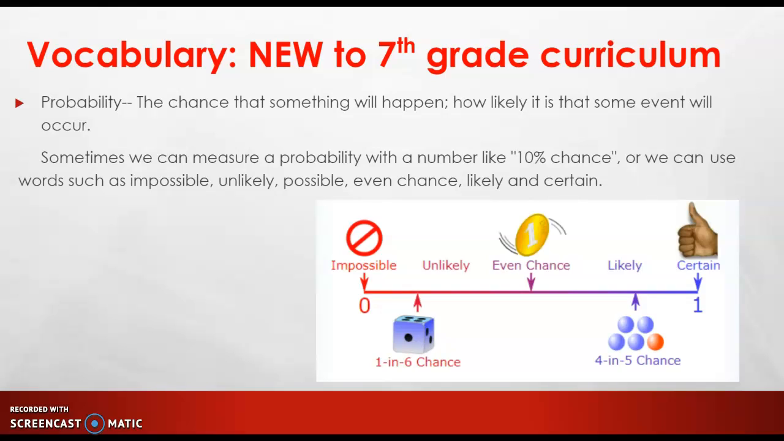Likely. Okay, likely. So if we look at the example that we have here, what is the probability of those 5 balls that we see that I would pick a blue ball? That's 4 out of 5 chances. Okay, so again, that is likely. That's going to be associated with about a 75% chance. Now, a certainty is something that will occur.